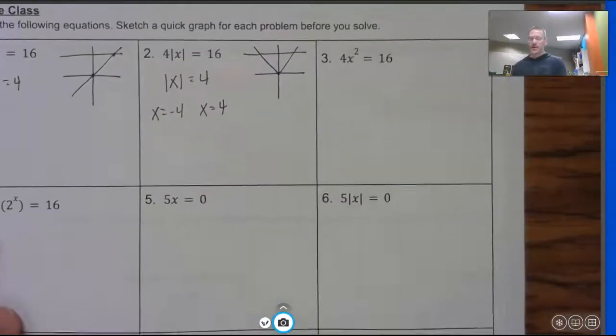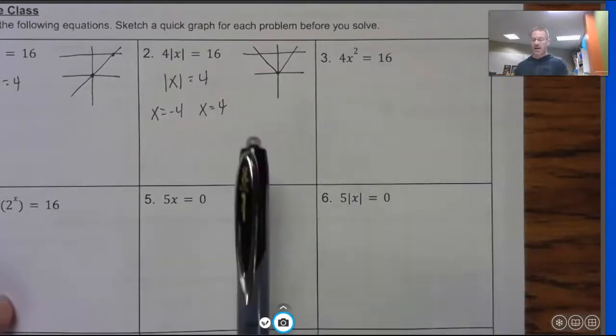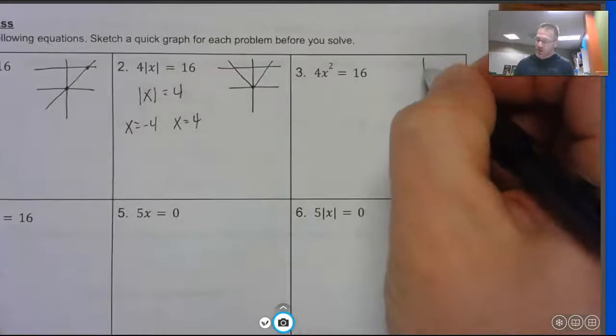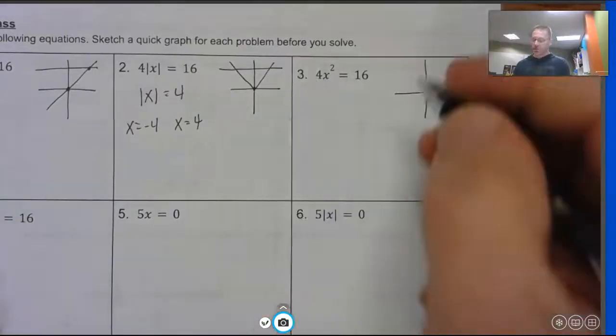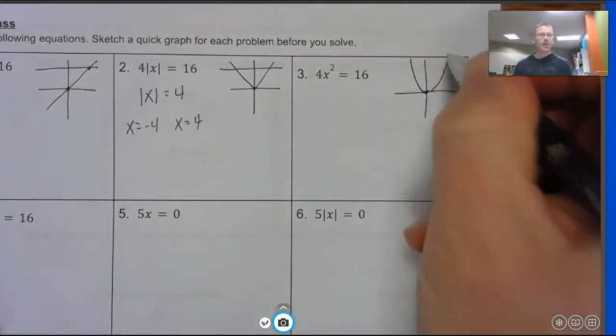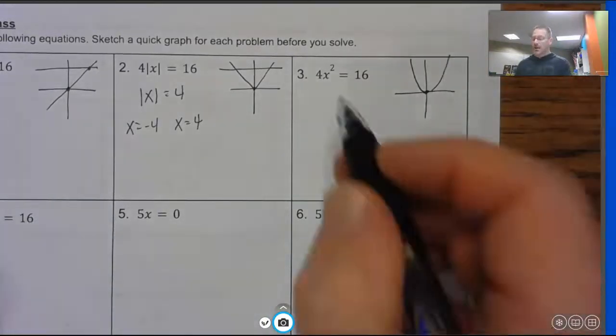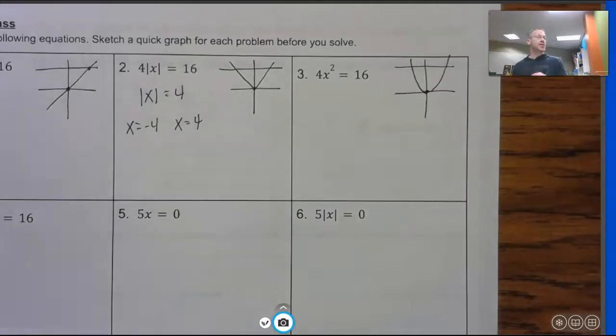Okay, looking at problem 3. This is a quadratic. The vertex would be at 0, 0, just like that. It has an a value of +4, so we know it opens up. 16 is up here. And once again, I can see I should find 2 solutions here based on my quick graph.